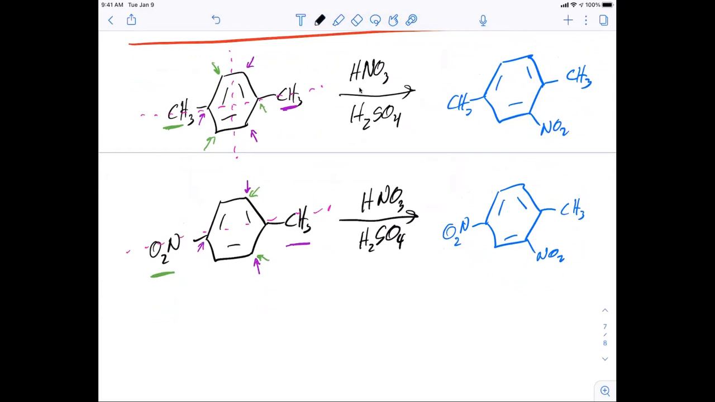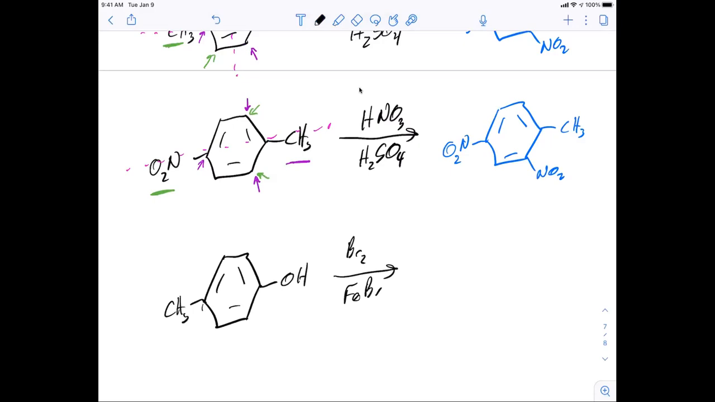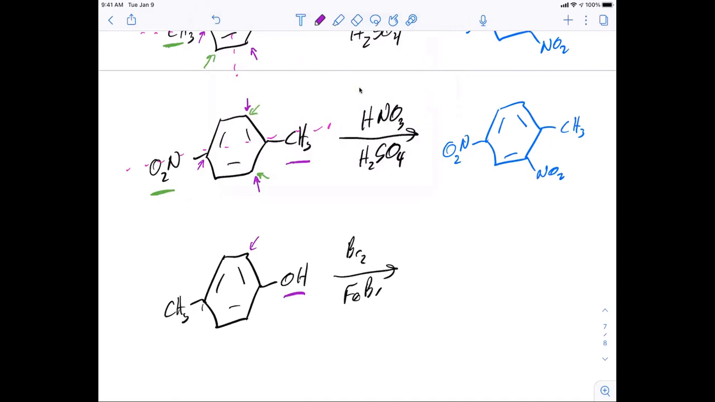So first one, we have competing, but it's all symmetric. Second one, we have synergy. They're pointing to the same place and we have some symmetry. The next one, now we're having competing. Here we've got the OH, that's going to point to ortho-para. The methyl group is also an ortho-para director. We have symmetry horizontally, but not vertically here. So that means that we have two positions. If we're looking for the major product, what would we want to consider?